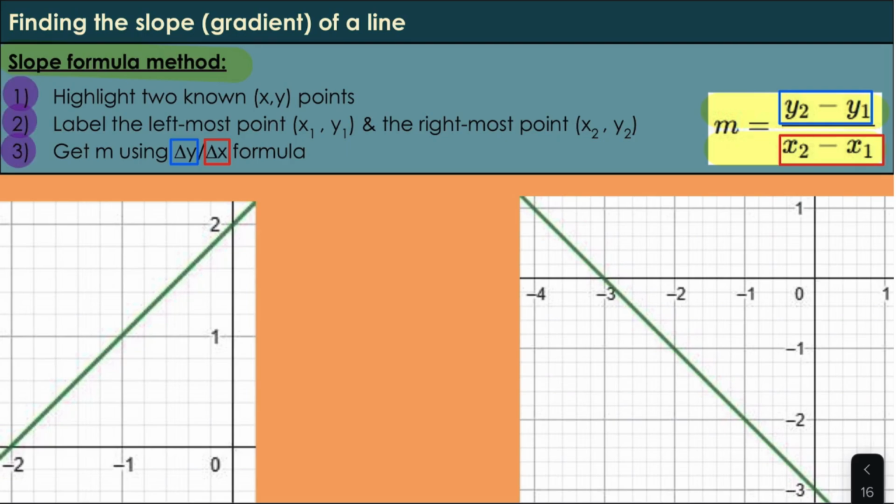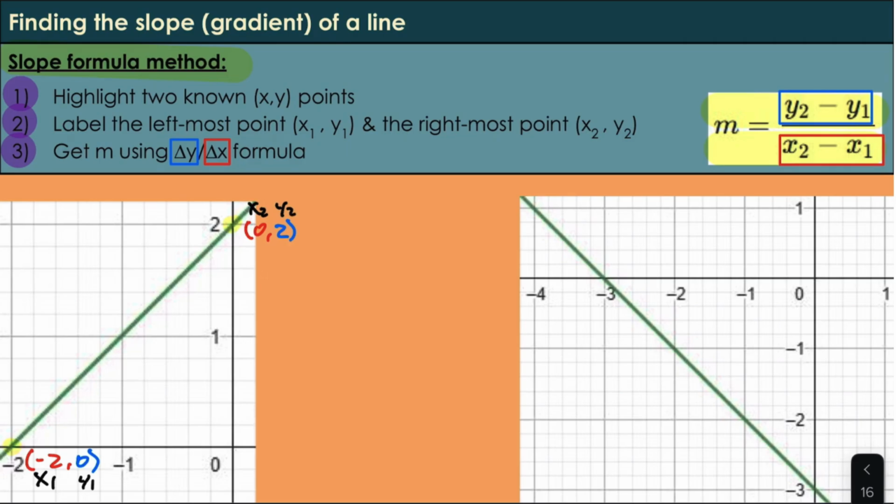Step 1, highlight two known XY points. Our leftmost point, the x value is negative 2 and our y value is 0. That is our x1, y1. Our rightmost point, the x value is 0 and our y value is 2. And that is our x2, y2. Step 3, get m using the slope formula.